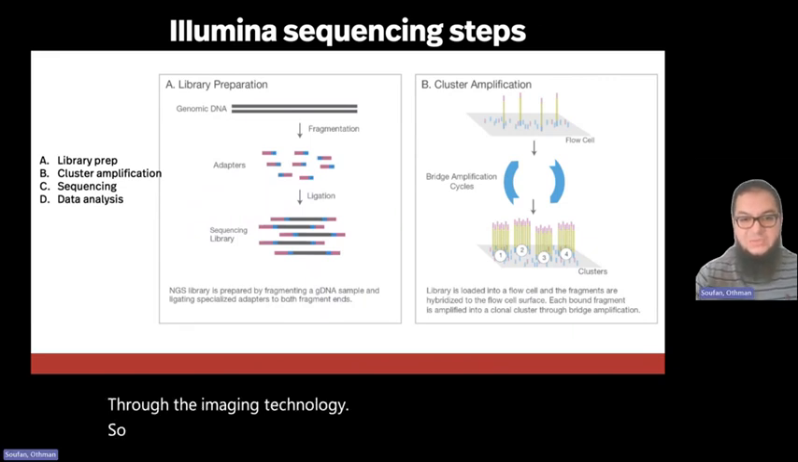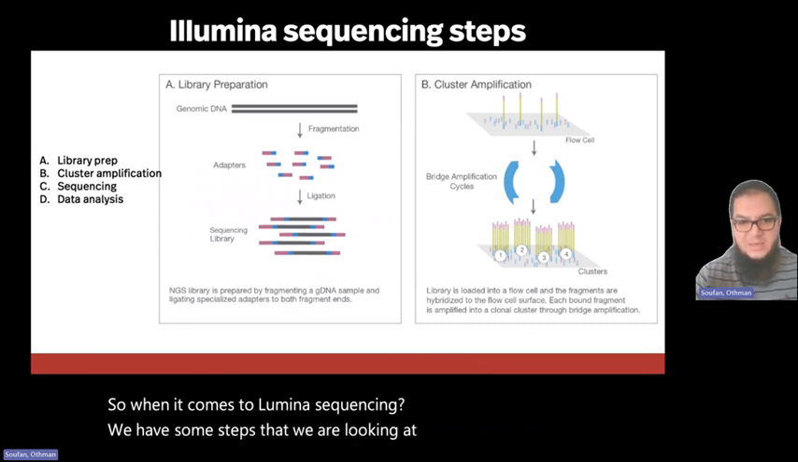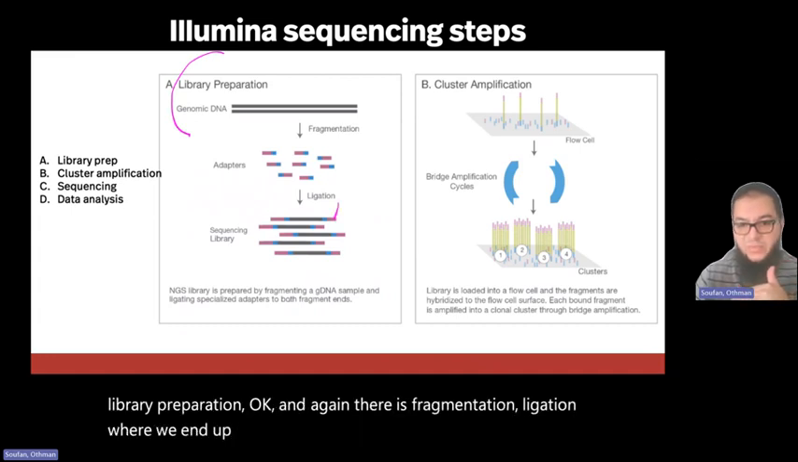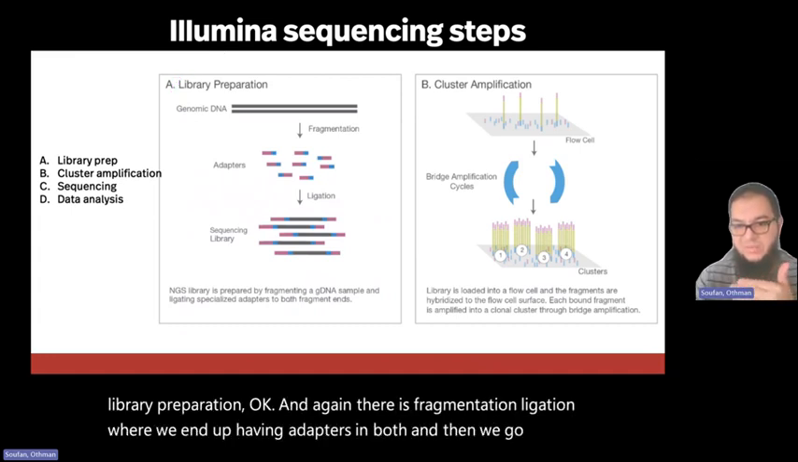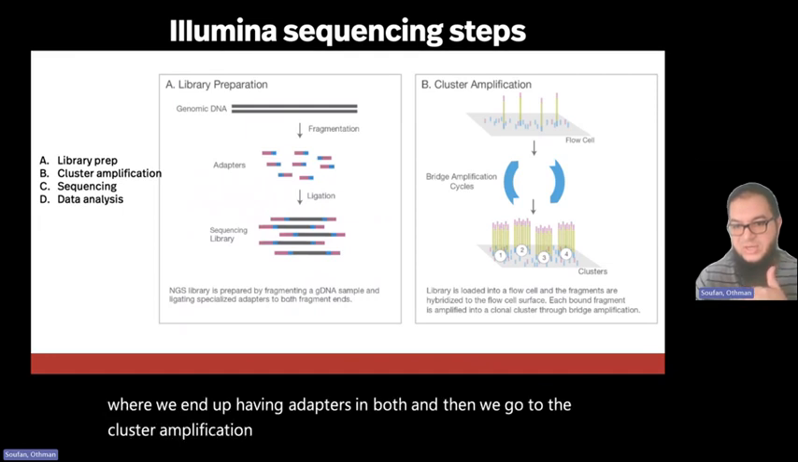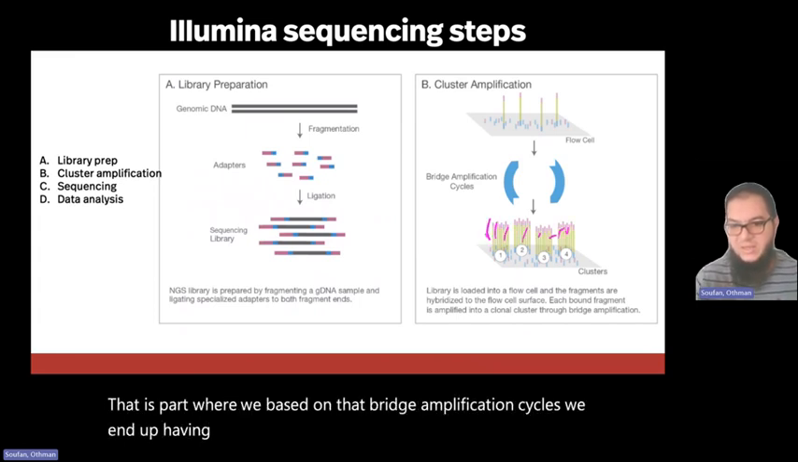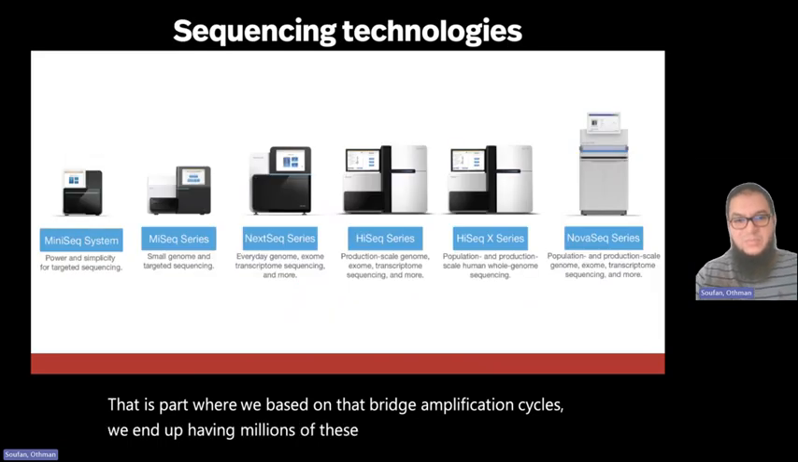So when it comes to Illumina sequencing, we have some steps that we are looking at here. There's the library preparation, and again, there's fragmentation and ligation, where we end up having adapters on both ends. Then we go to the cluster amplification, and based on those bridge amplification cycles, we end up having millions of these copies.